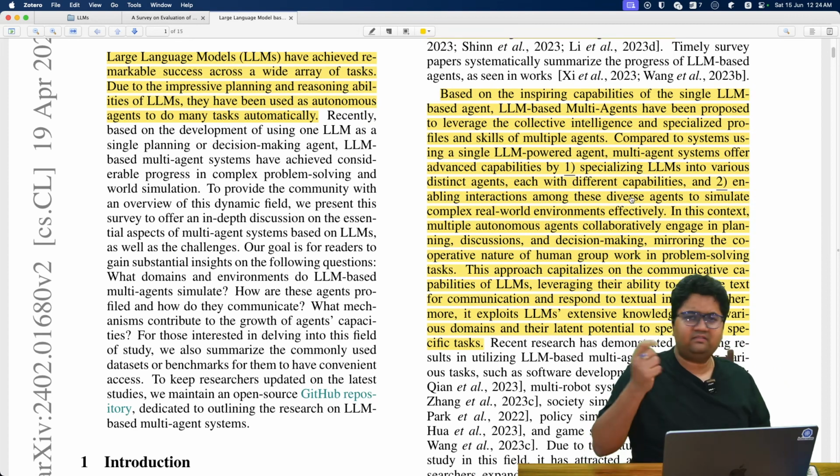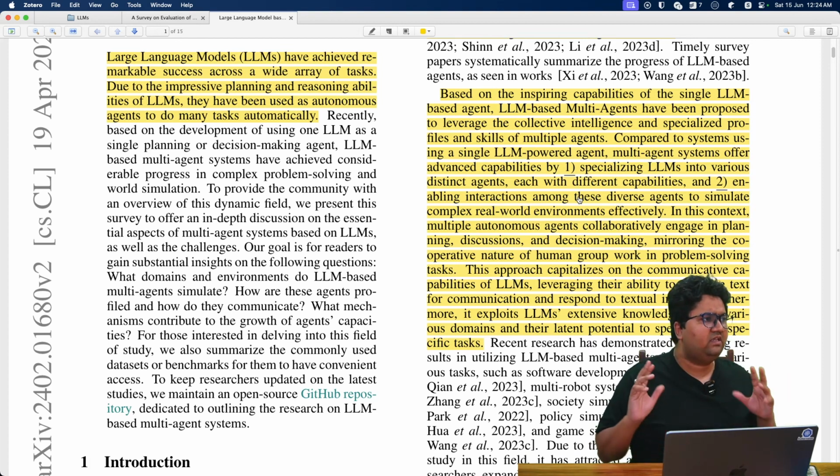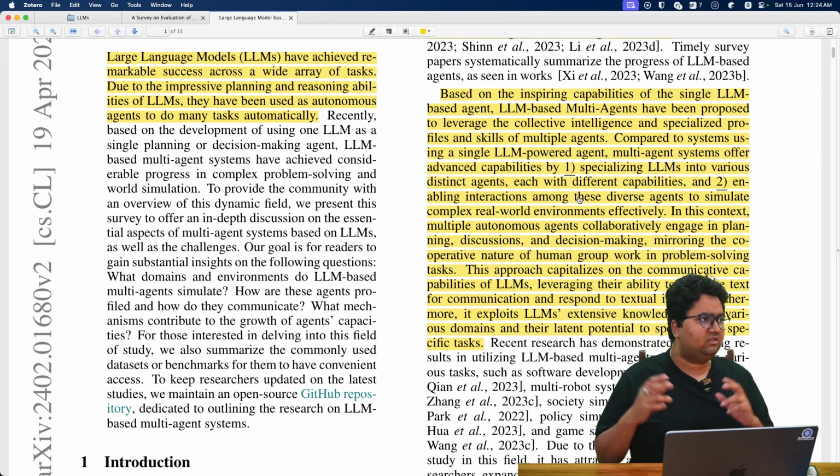So that's the multi-agent scenario. Two things are really important when we think of multiple agents and the capabilities become advanced. Specializing LLMs into various distinct agents, each with different capabilities, would give you a broader spectrum. And the interaction between them, and we'll talk a little more about interaction, will give you a good picture of how things can evolve.